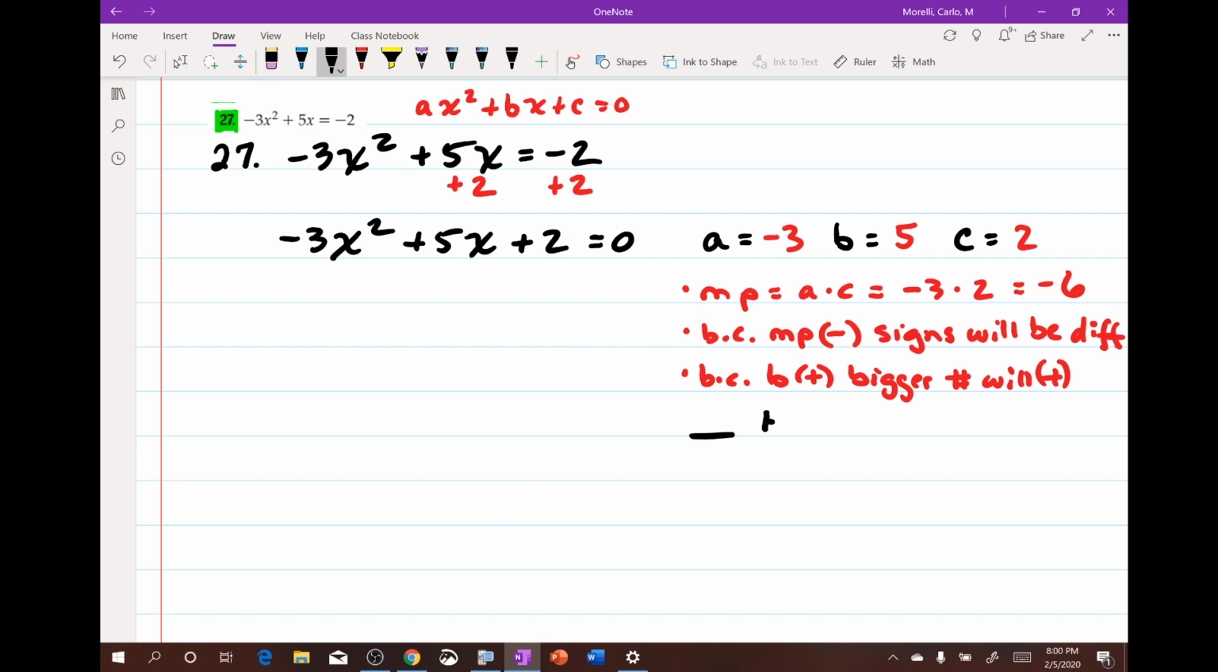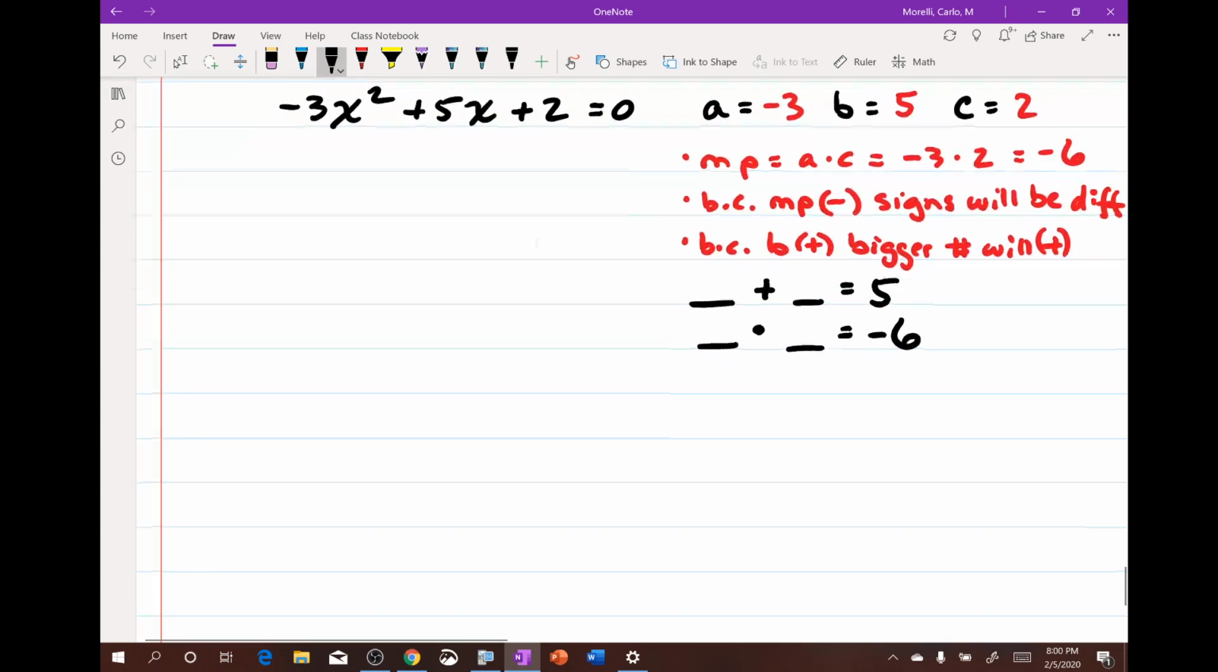So here comes the trick. Something plus something has to add to equal the middle term, or B value, which is 5, and then it has to multiply to equal the master product of negative 6. Okay, so let's think about it, guys. Let me show you. I know you're getting it. So here, 1 and 6. Now, the bigger number has to be positive. So there are your factors right there.